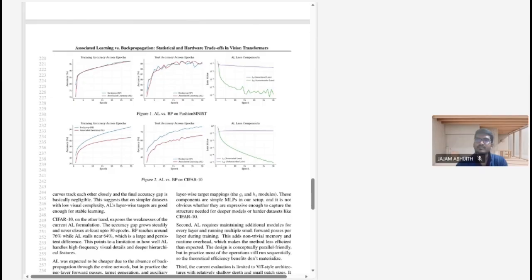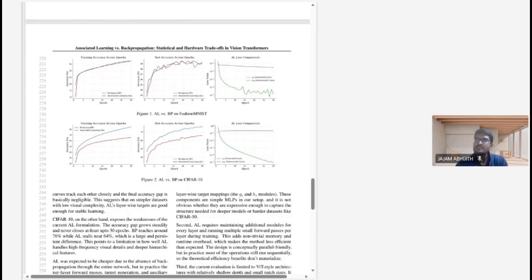But, and this is a big but, CIFAR-10 paints a very different picture. On CIFAR-10, BP performs normally, reaching about 76% accuracy in 30 epochs. But what about AL? AL only reaches 64%, and that's a 12 percentage point gap, which is very large and persistent throughout the training. It never closes, even after 30 epochs. Maybe if we continued training it might close, but we did not train it for that many epochs. And this is a pretty significant limitation of the current AL algorithm.